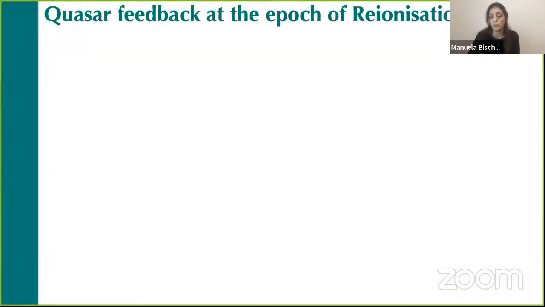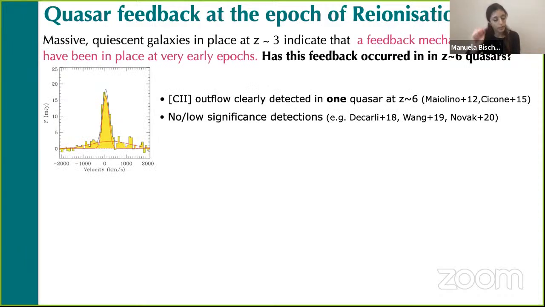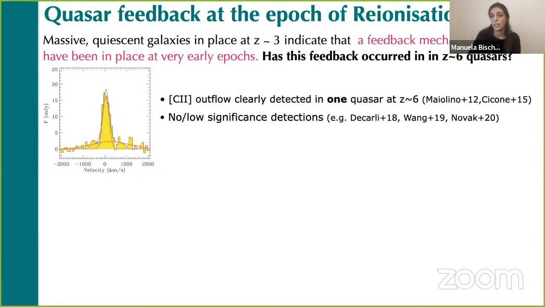But today I would like to go back to the reionization epoch, and we know that a feedback mechanism must have been in place at such early epochs, because we observe that massive quiescent galaxies are already in place at redshift 3 and even larger redshift. And has this feedback occurred in redshift 6 quasars? So far, we have one clear detection of an outflow in the cold gas phase in a redshift 6 quasar by Maiolino et al., Cicone et al., and several works reporting no detection of outflows or low significance detection.